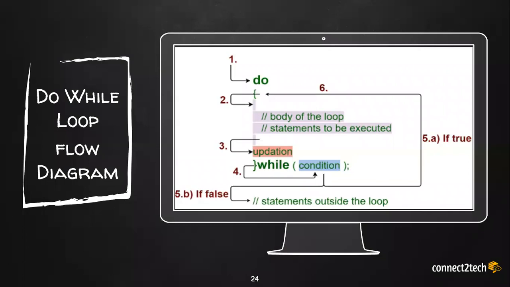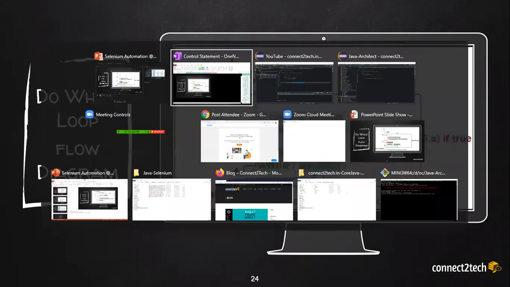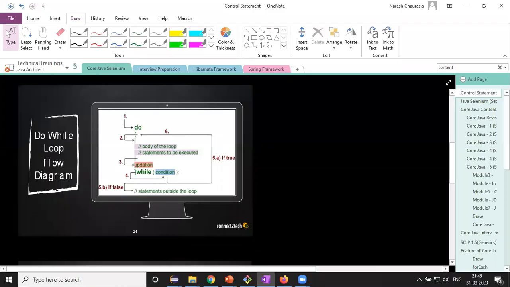Now, next we shall look at how a do while loop works in Java. For that, I'll again go to my drawing board. As you can see, step one is doing nothing. There is a do, which is a keyword. It comes inside this block here, which starts with this bracket and ends with this bracket.